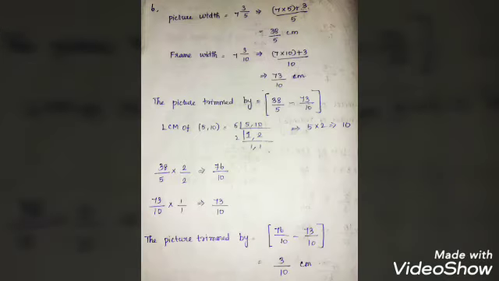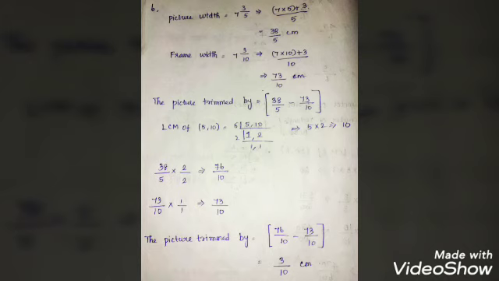Now the picture width, what have they given? 7 3/5. So how can we make the mixed fraction into a normal fraction? 7 into 5 plus 3 divided by 5, so 38/5 centimeter. Next, frame width, 7 3/10. How can we make it? 7 into 10 plus 3 by 10, so 73/10 centimeter.